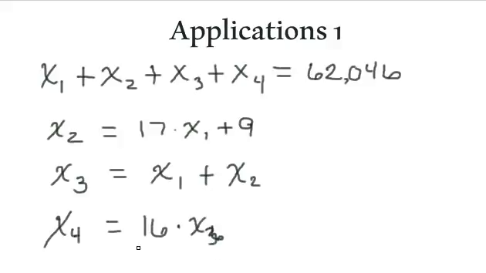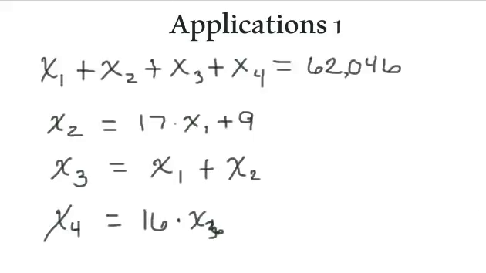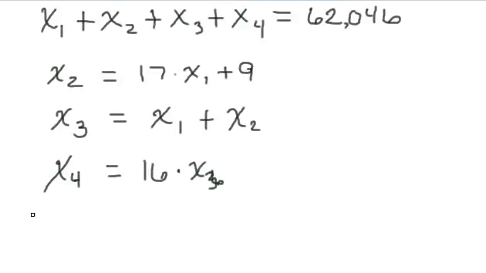Alright. Now what we're going to do is plug this stuff directly into the sum up here. So I just rewrite the first integer, which is x of 1, plus the second integer, which we said was 17 times x of 1 plus 9, plus, now what we're really wanting to do here is get this thing all in terms of only one of the variables, and it looks like x of 1 at this point.